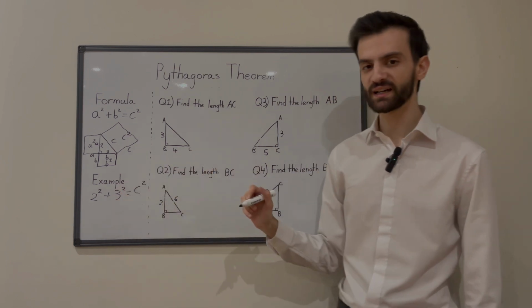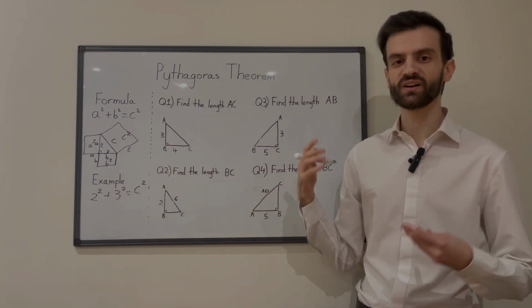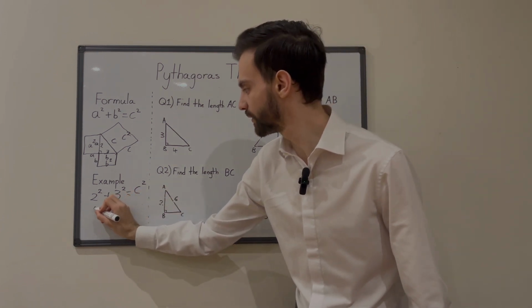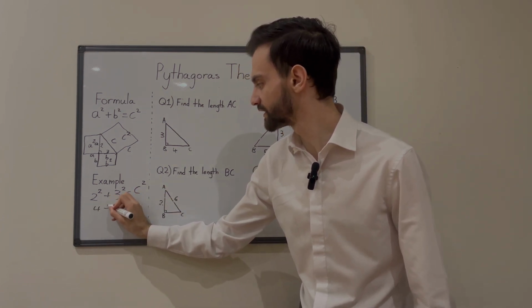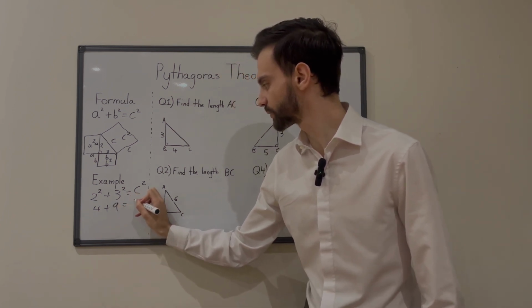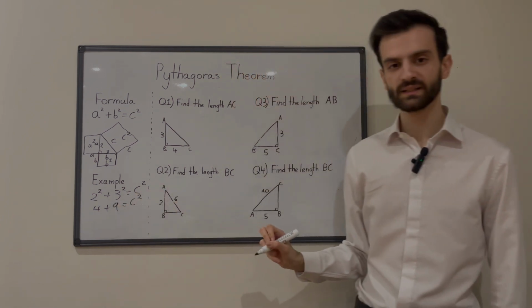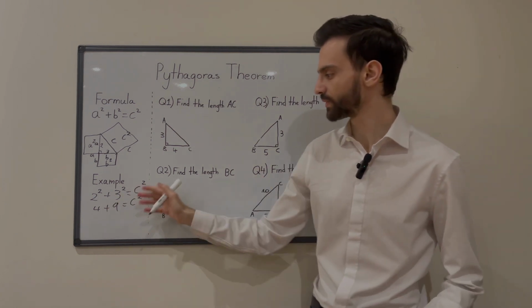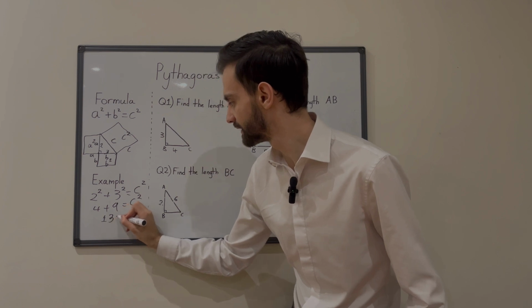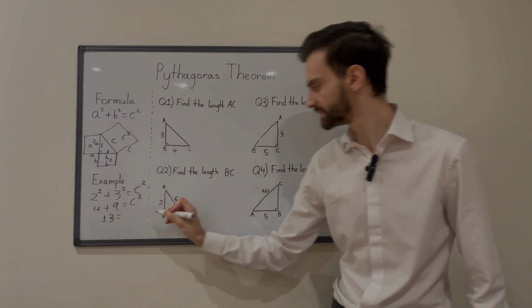Now we're going to simplify this and see what our C is going to be. We're going to have 2 squared is 4, 3 squared is 9, and C squared is still there. We're going to simplify this. 4 plus the 9, which is 13, is equal to C squared.